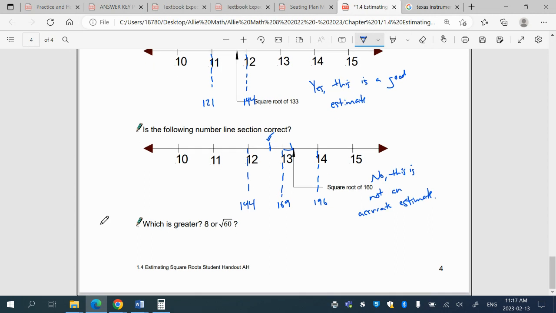Last question: which is greater, 8 or the square root of 60? It's a pretty good question. What is the first thing I would ask myself? What is the square root of 64? So what number multiplied by itself gives you 64? I know that that's 8. So which is greater, 8 or the square root of 60? Well, 60 is less than 64, so 8 is greater.